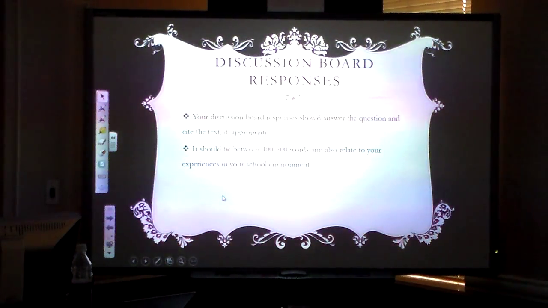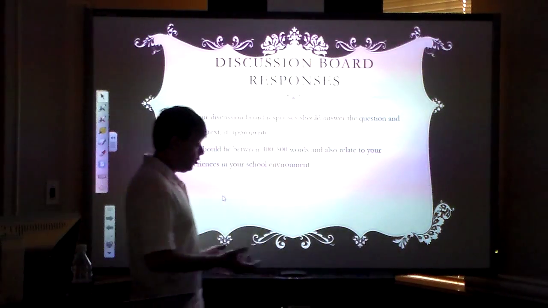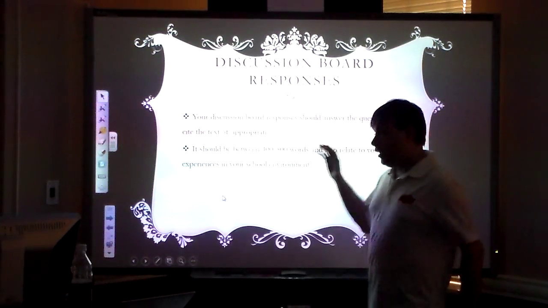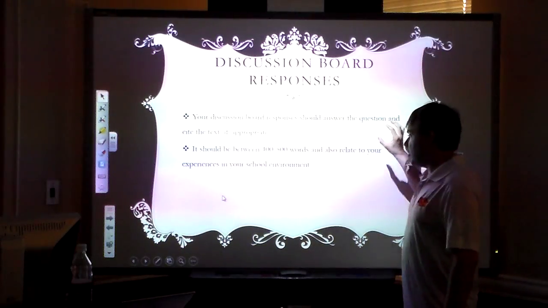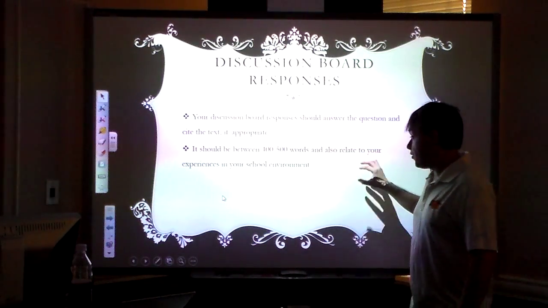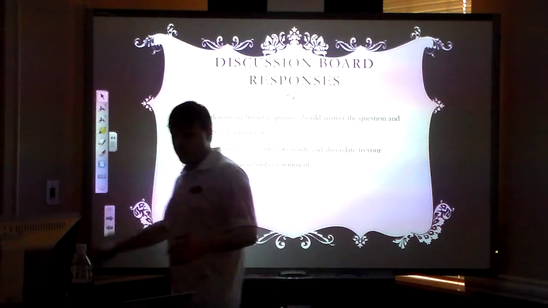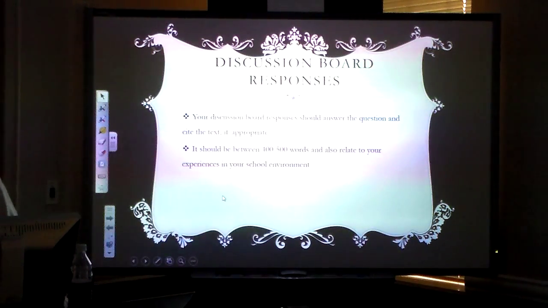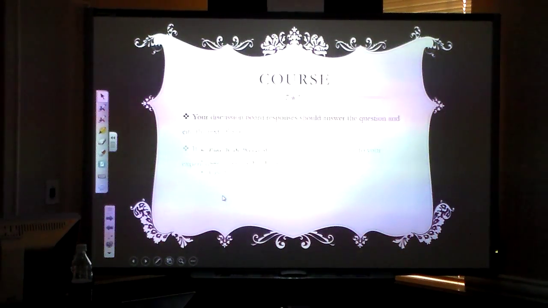So if I tell you to cite the text, you cite the text. If I don't, then you don't cite the text. Here's my normal rule of thumb. If I say cite the text, 400 to 500 words. If I don't say cite the text, 500 to 750 words. Because you're basically writing about yourself and your own experiences.